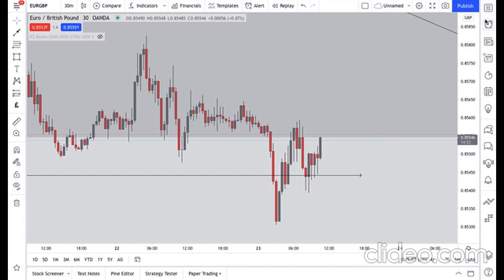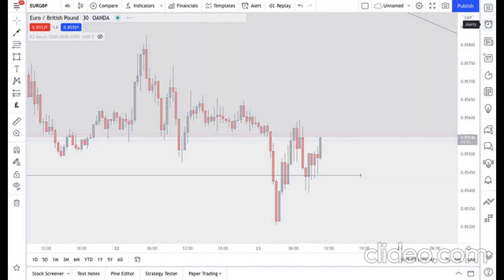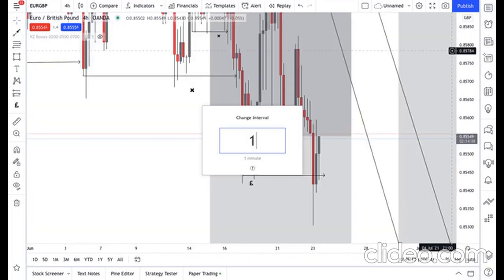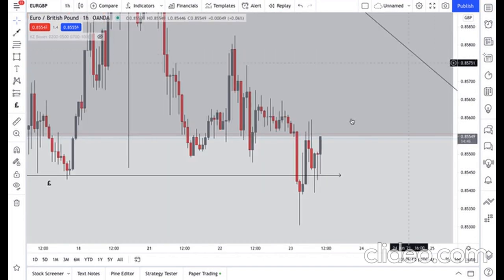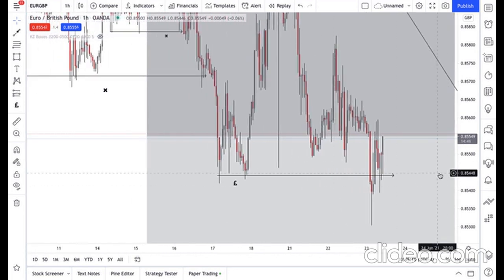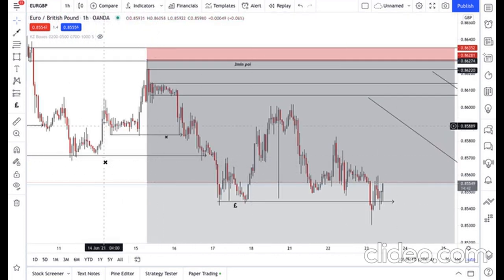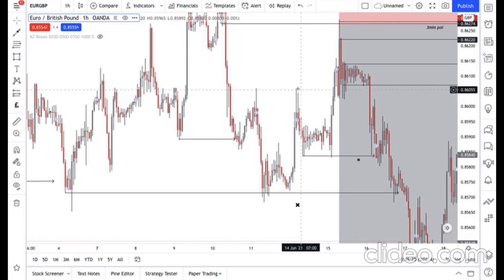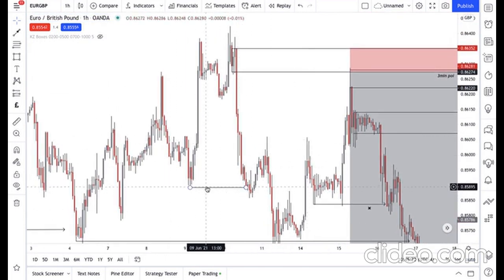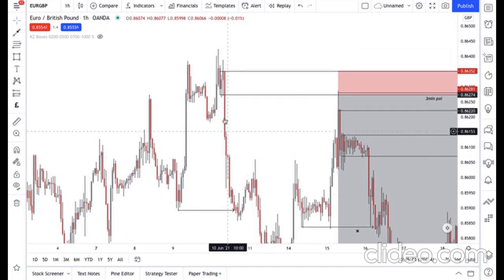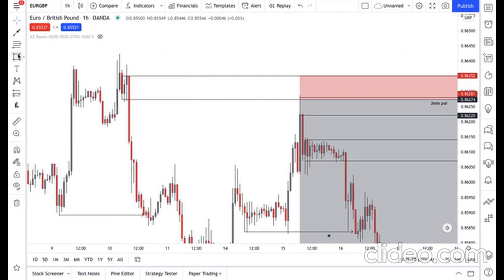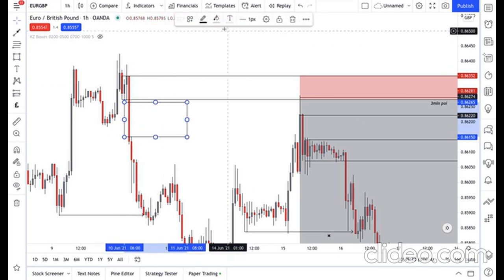Euro pound. Head over to that 4 hour. Let's stick to the 1 hour. Now let's go to our initial entry. Why did we enter? It's fairly straightforward, guys. Look. 1, we had that break of structure. 2, what is all of this? From this wick here to this wick there. What's all of that? Imbalance.